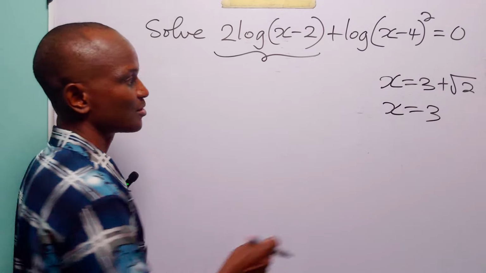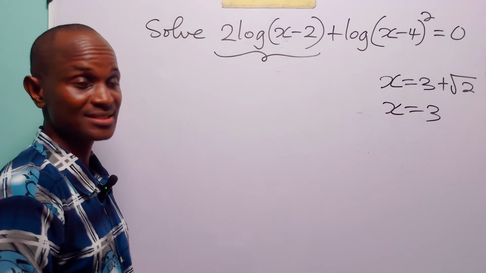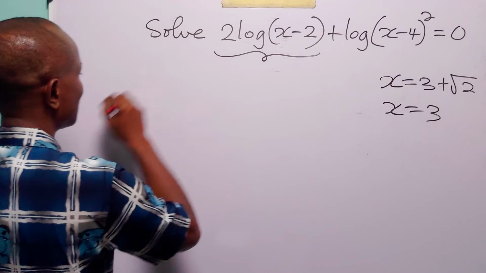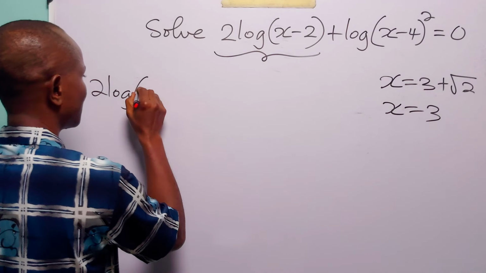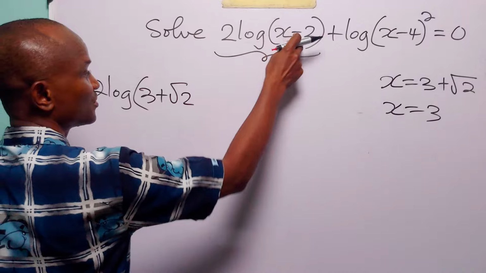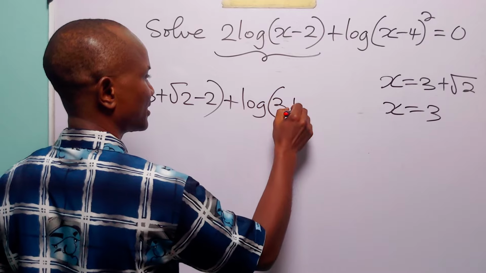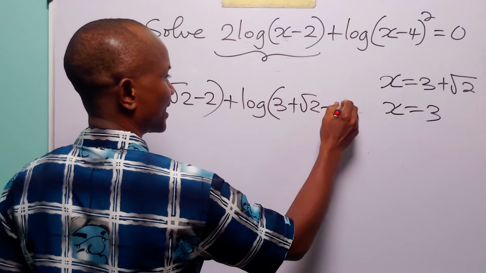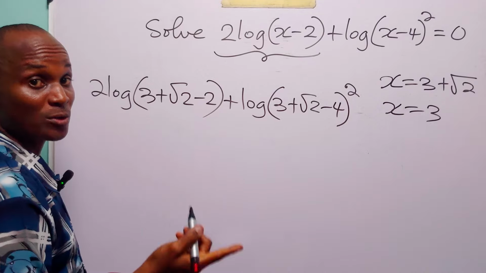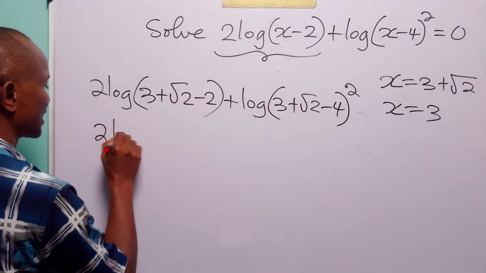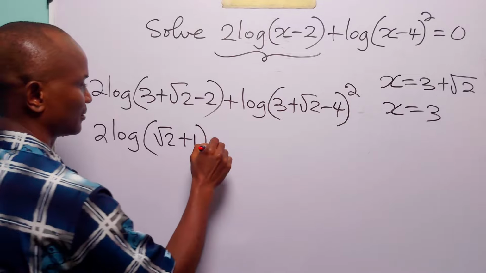Now, to check our answer, let us substitute these two values of x into the original equation to make sure that the equation is satisfied. We start with the first value. We have 2 times log 3 plus root 2 minus 2 plus log 3 plus root 2 minus 4 squared. 3 minus 2 is equal to 1. So here we have 2 times log root 2 plus 1 plus.